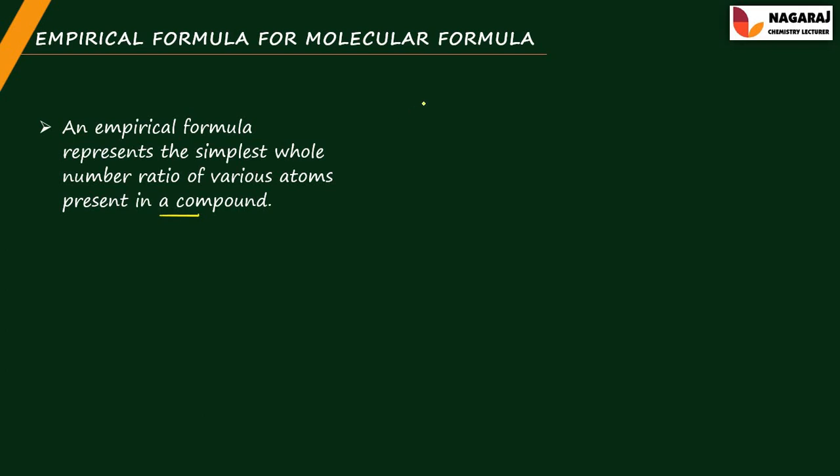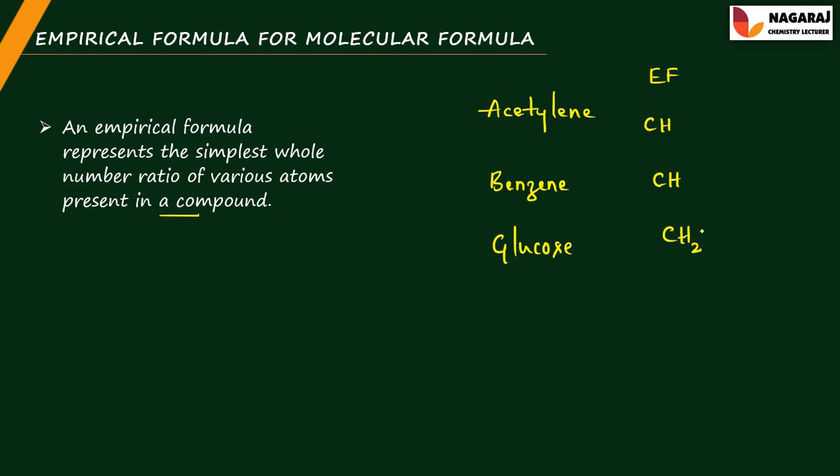For example, let us take acetylene. Acetylene has the empirical formula CH. Let us take one more example, benzene. Benzene also has the empirical formula CH. And let us take glucose. Glucose has the empirical formula CH2O.